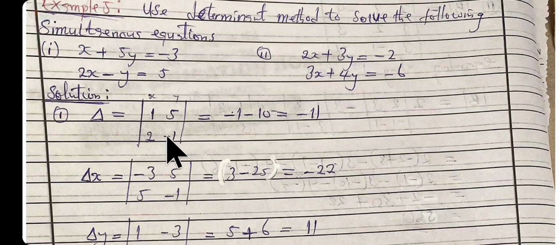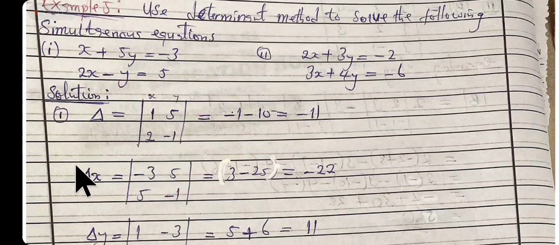This is minus 1. All right, so the single determinant of this equation is going to be 1 times minus 1 is minus 1. Then minus 5 times 2 is 10. So minus 1 minus 10 is minus 11. That is the single determinant.